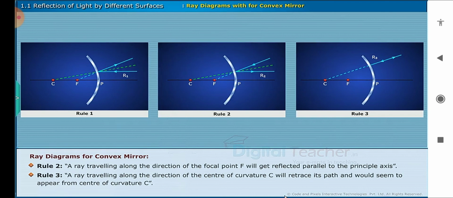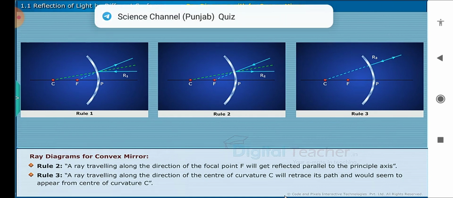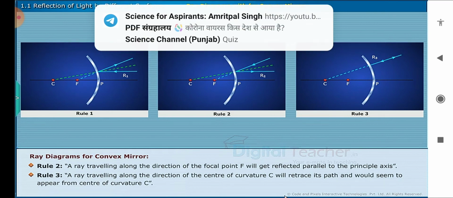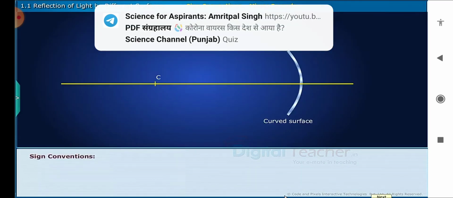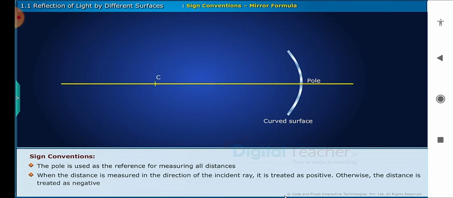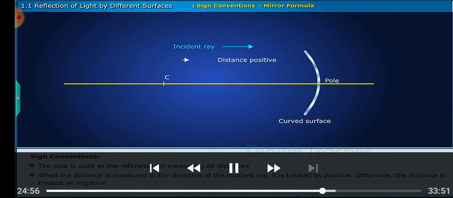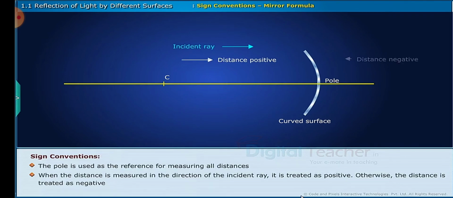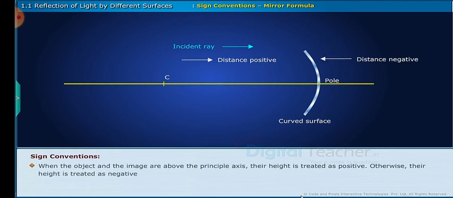After learning to draw ray diagrams to get the images formed from curved surfaces, let us derive the relationship between the object distance U and image distance V. Sign conventions. Some sign conventions are used in this derivation. They are: the pole is used as the reference for measuring all distances. When the distance is measured in the direction of the incident ray, it is treated as positive. Otherwise, the distance is treated as negative. When the object and the image are above the principal axis, their height is treated as positive. Otherwise, their height is treated as negative.